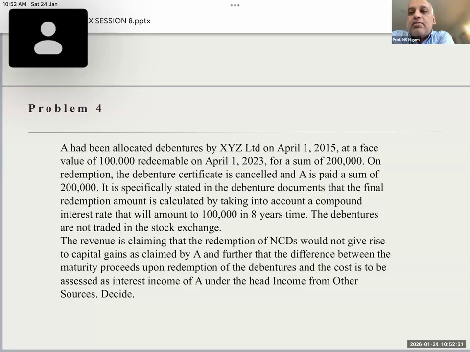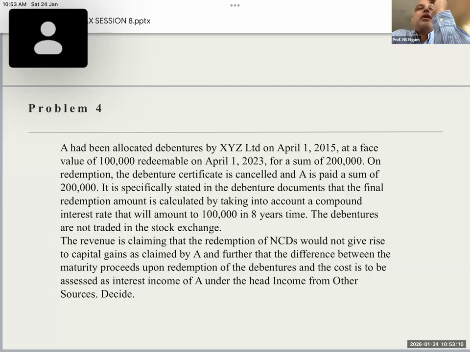A had been allocated debentures by XYZ Limited on April 1, 2015 at a face value of 100,000, redeemable on April 1, 2023 for a sum of 200,000. On redemption, the debenture certificate is cancelled and A is paid a sum of 200,000. It is specifically stated in the debenture documents that the final redemption amount is calculated by taking into account a compound interest rate that will amount to 100,000 in 8 years' time. The debentures are not traded in the stock exchange.